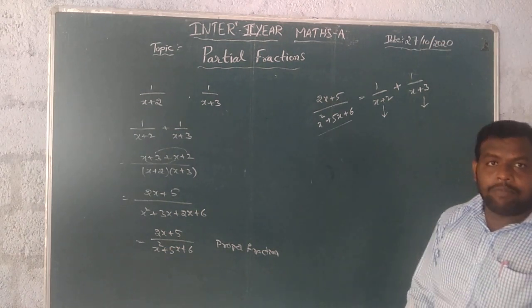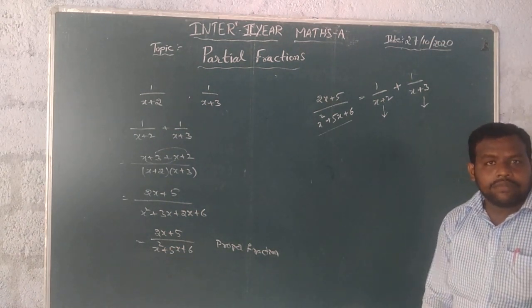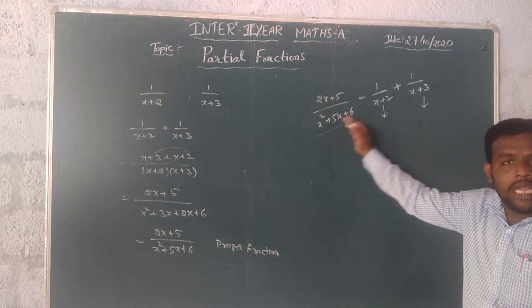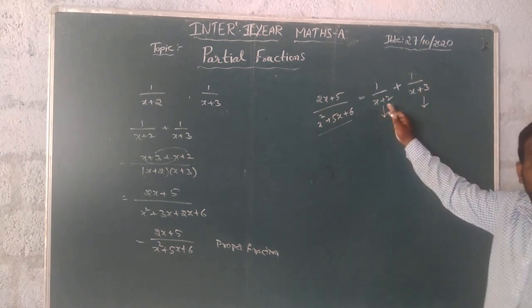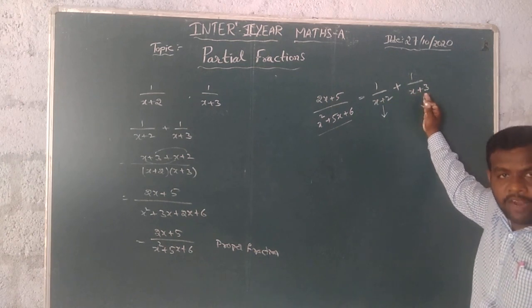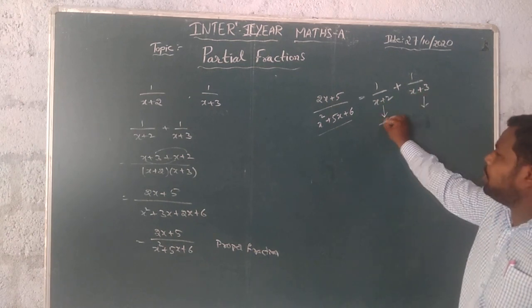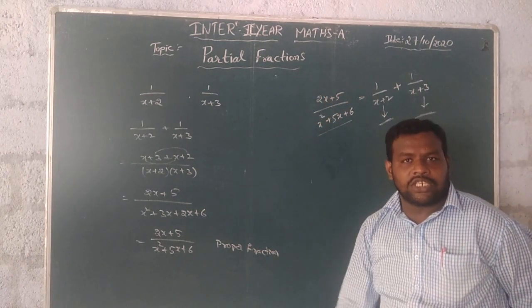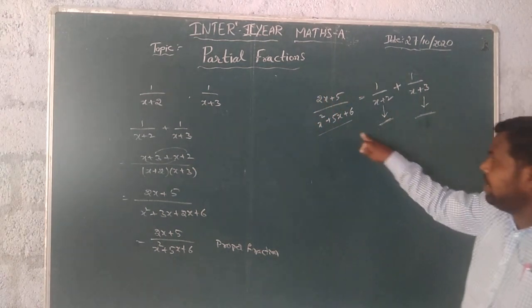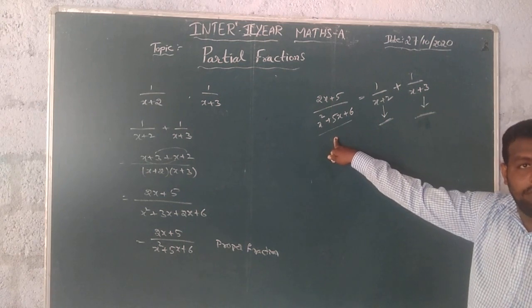What is the meaning of partial fraction? A proper fraction can be expressed as a sum of two or more proper fractions. Each proper fraction is called a partial fraction of the given proper fraction.